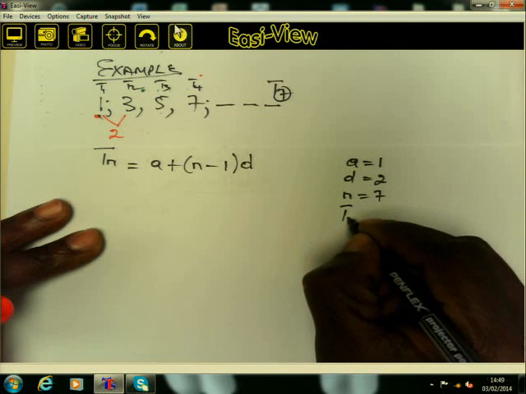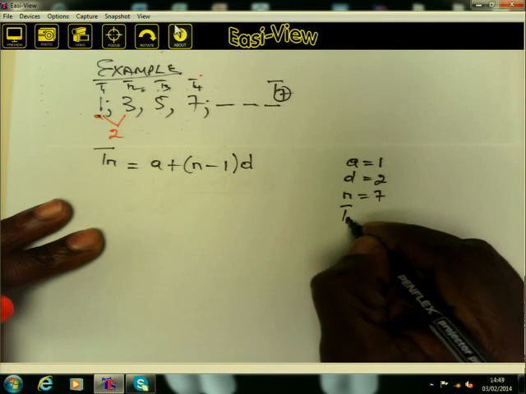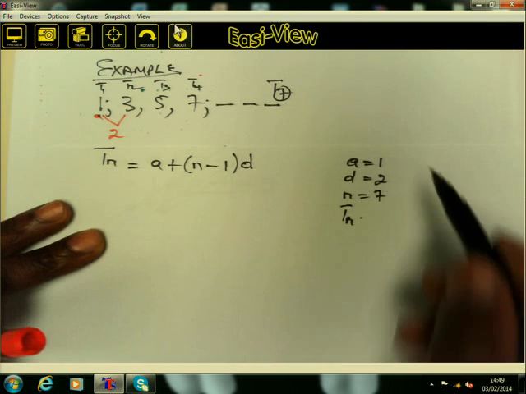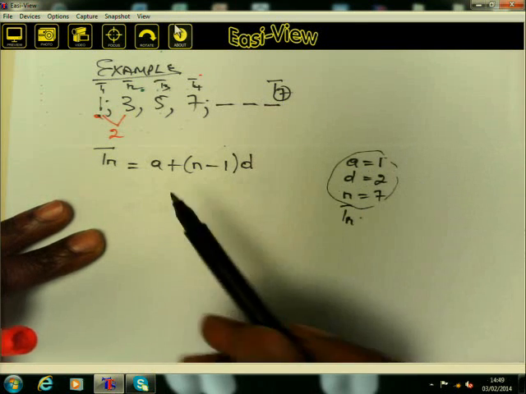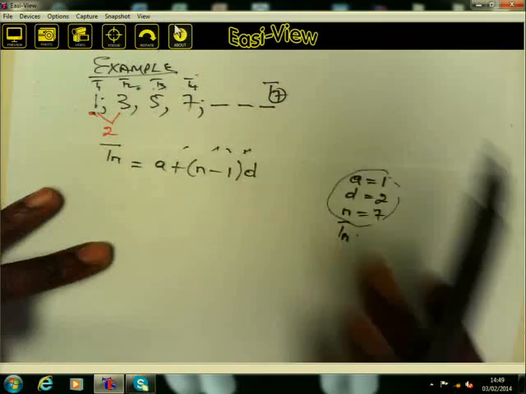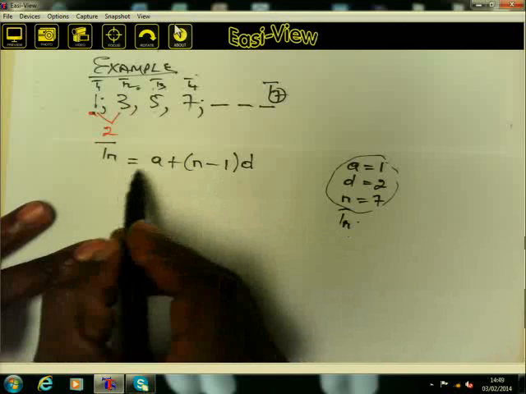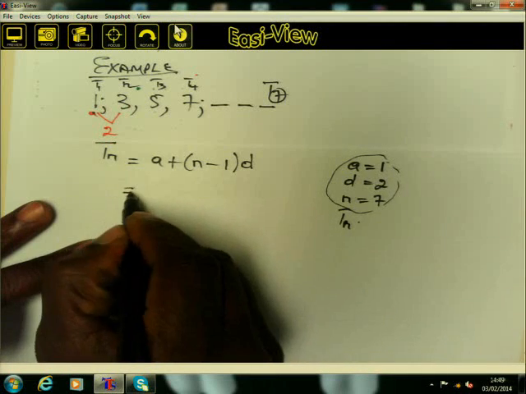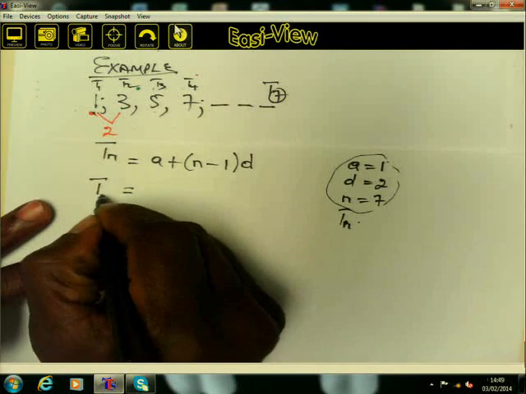I'm looking for Tn, which is T7 this time. So this is going to help us to be able to repeat the mistake that I've done here. Then it means when we substitute into that one, now we are looking for T7.